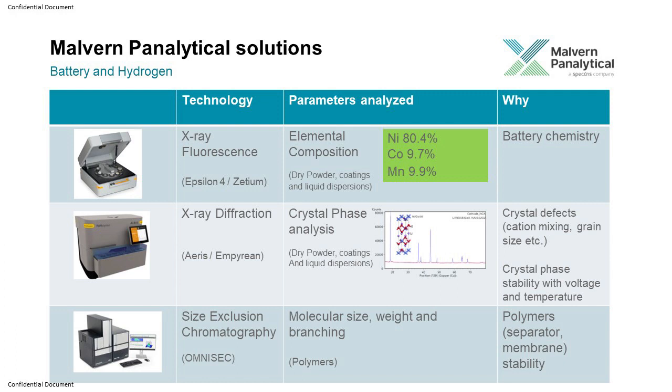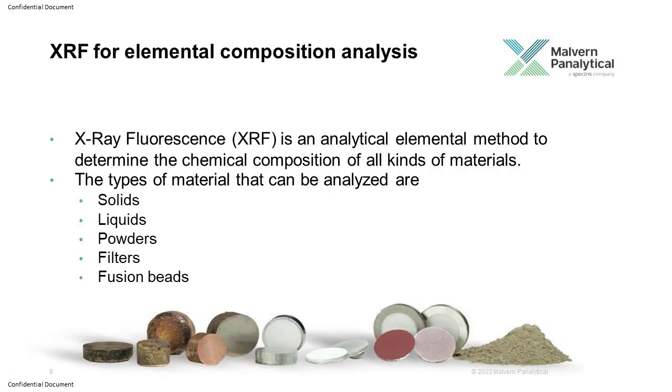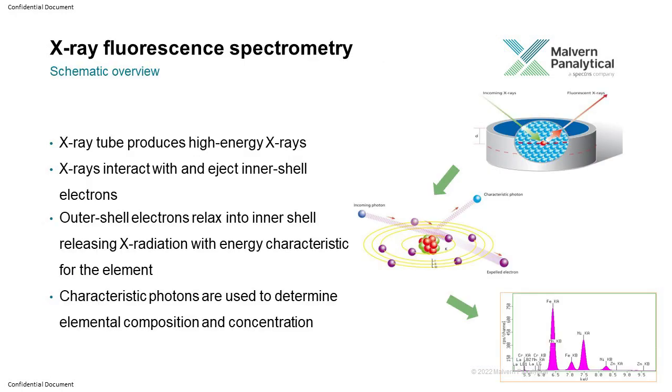Okay, so this was a brief overview, and now I come to the two X-ray based techniques that I will discuss in the rest of the presentation. The first is the XRF. XRF is a technique that measures the elemental composition. You can measure it either as pure elements or as oxides, and in different kinds of materials: solids like this, liquids, powders, filters, for example, that are used in environment, or fused beads.